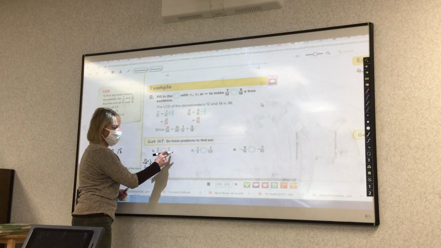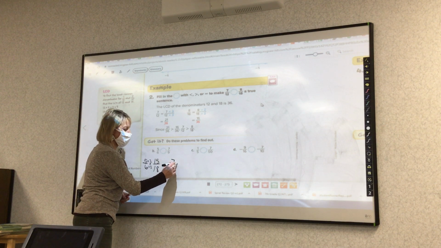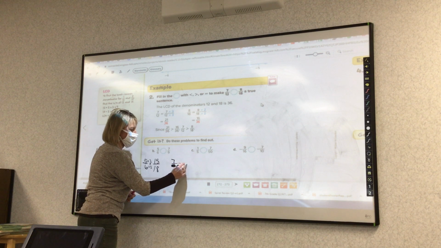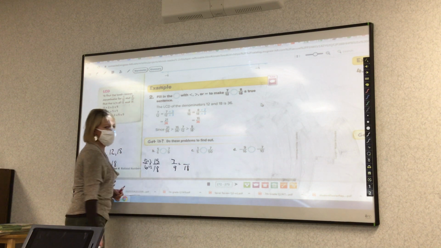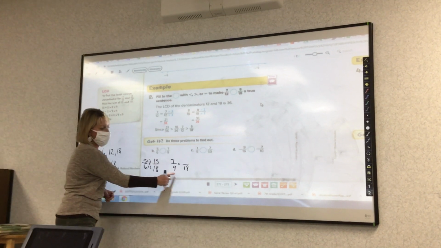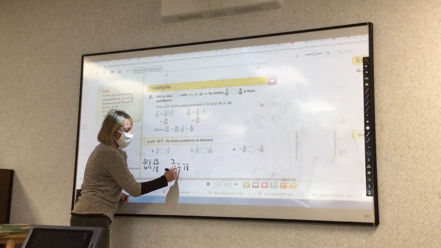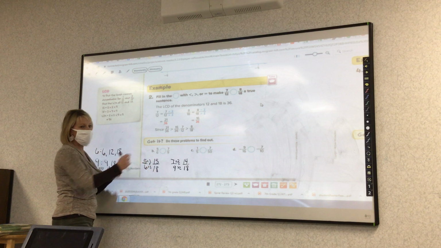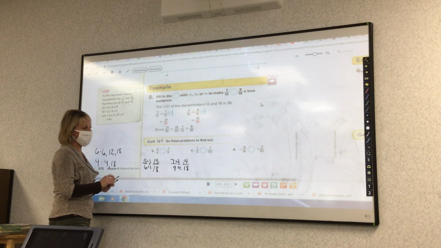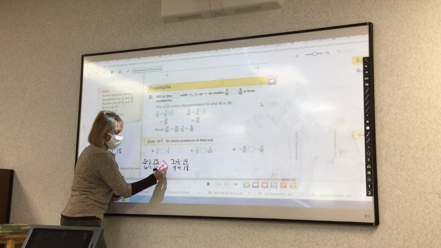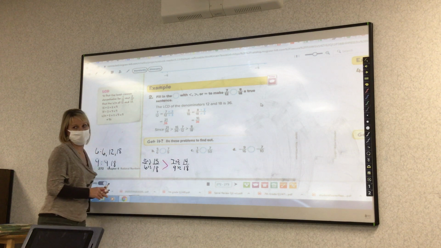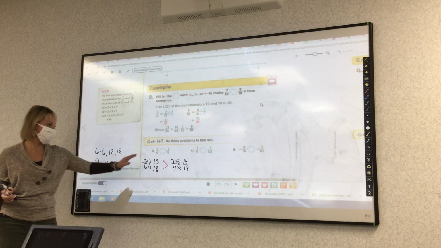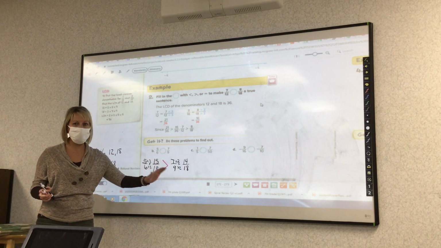I'm going to do the same thing. Write my original fraction, 7/9, equals something over 18ths. How do I get from 9 to 18? And I have to do 7 times 2, which is 14. Now I can compare the numerators. 15 is greater than 14. Make sure you are showing your work.